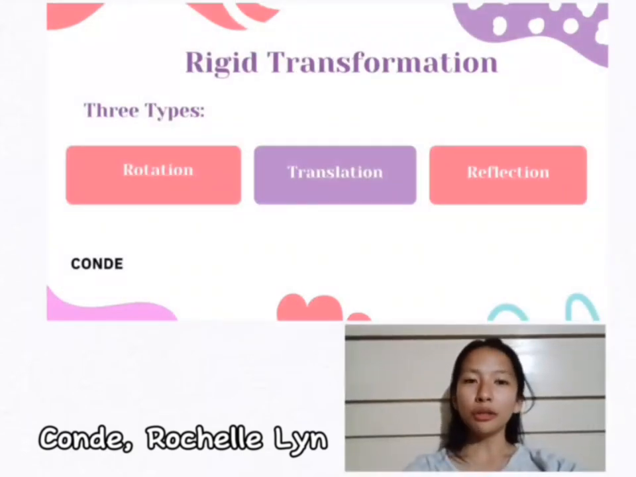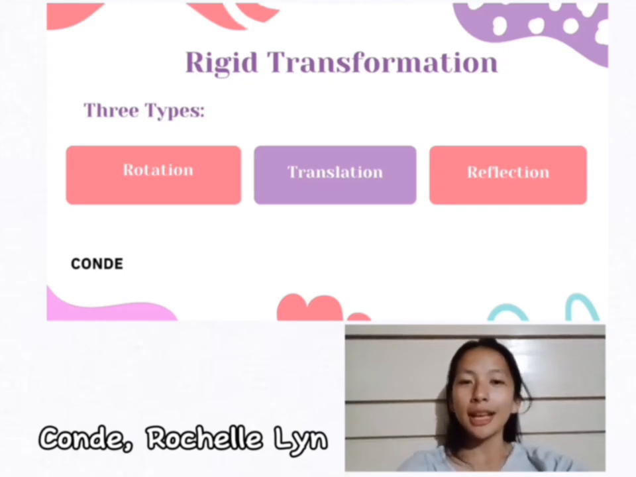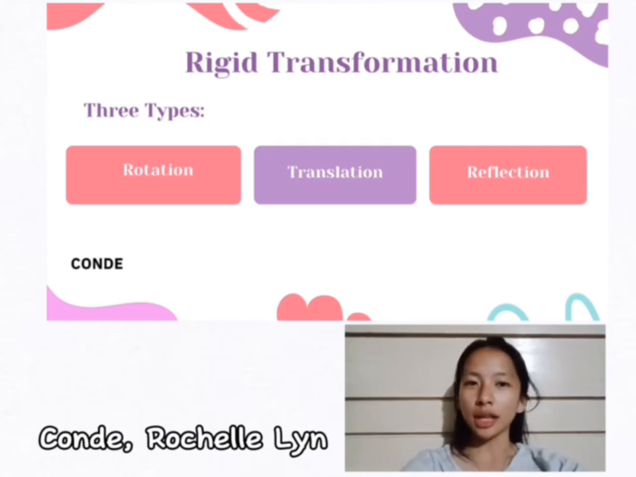The word rigid refers to objects or materials that do not deform easily when subjected to forces. Rigid transformations are geometric operations that preserve the size and shape of a figure, ensuring that corresponding distances and angles remain unchanged. These transformations include translation, rotation, and reflection.